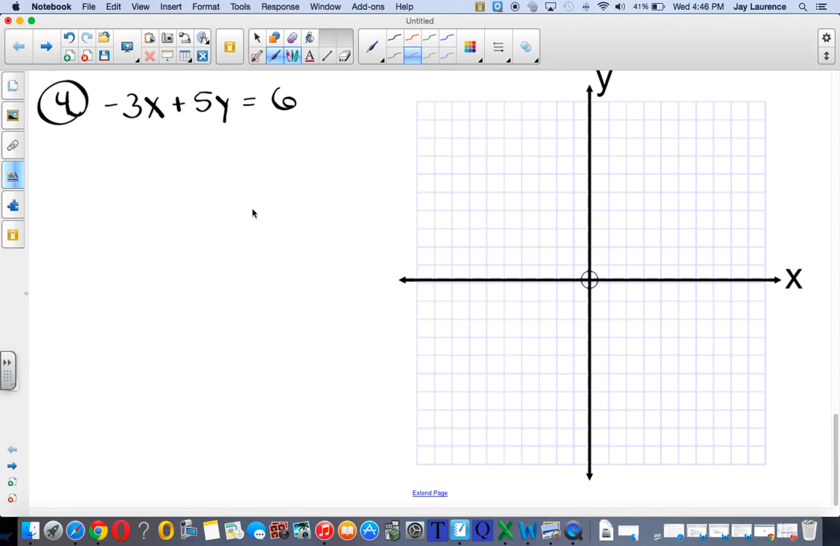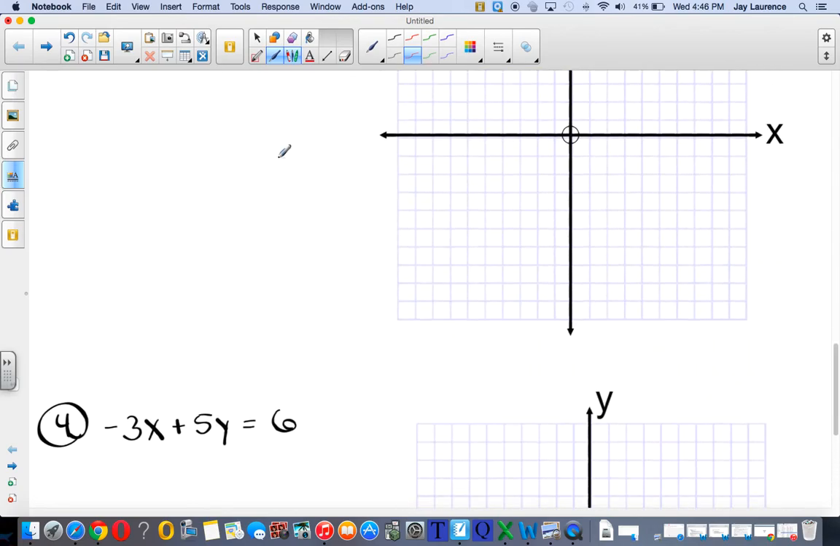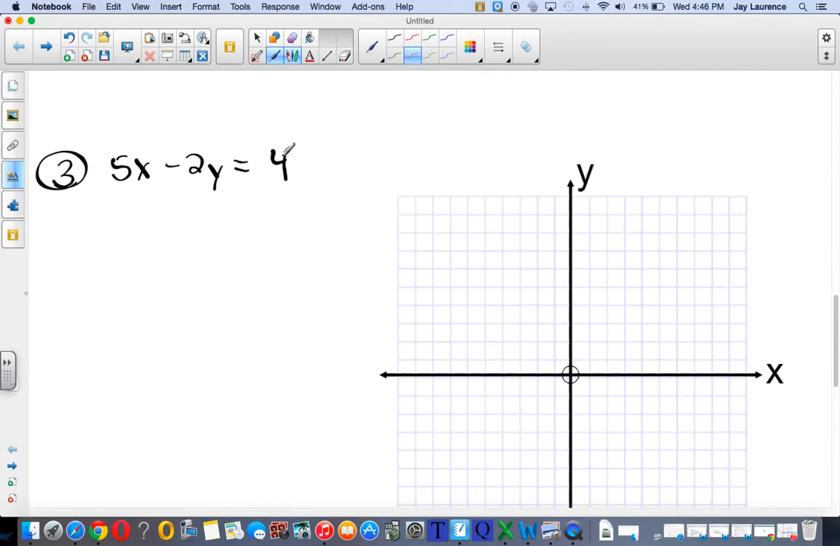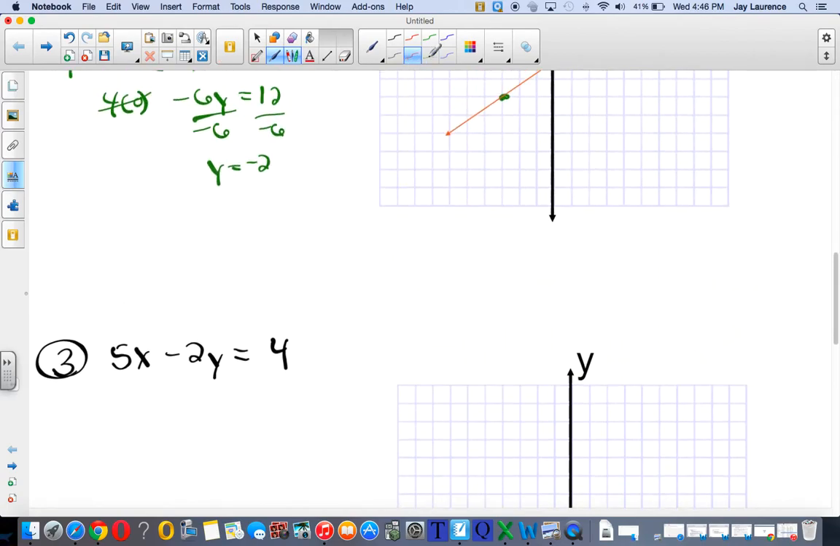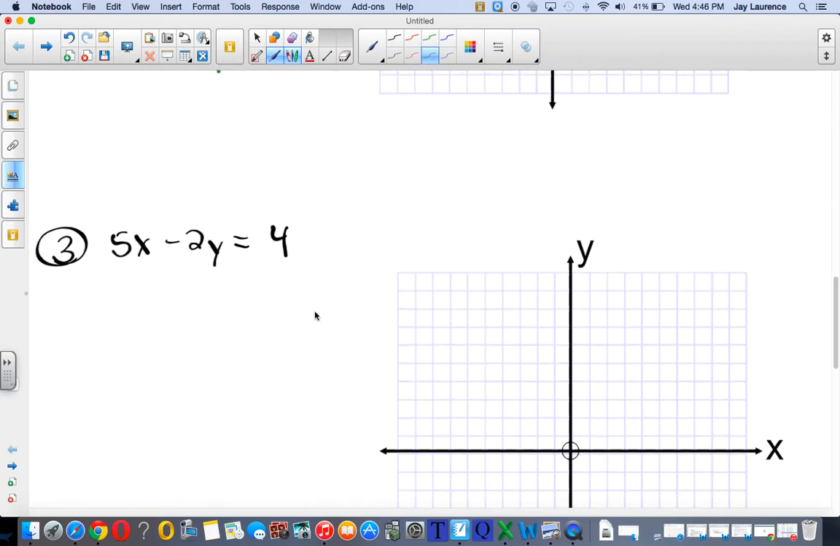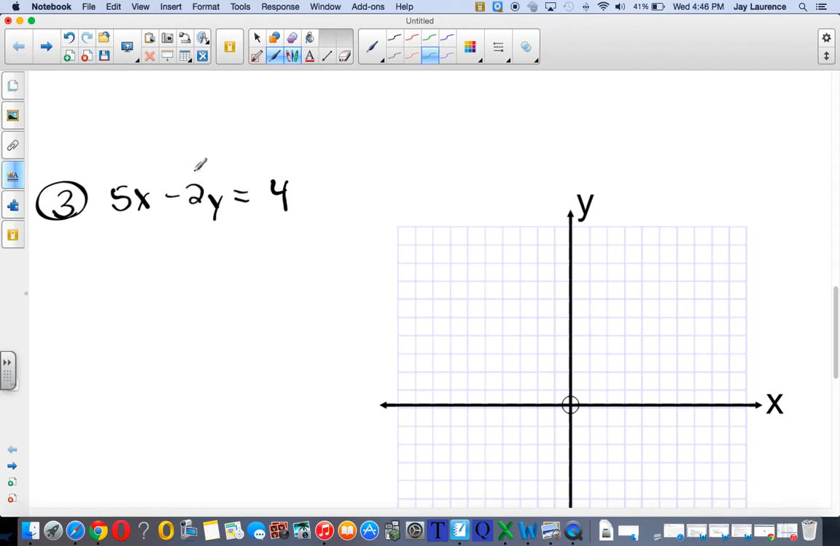So let's try those shortcuts on problem number 3. Where are you, problem 3? All right, first of all, am I in standard form? I sure am. Ax + By = C. So A, B, C, easy as 5, -2, 4. All right, let's go find the slope first of all. The slope is going to be the negative of A over B, which is better said as 5/2.